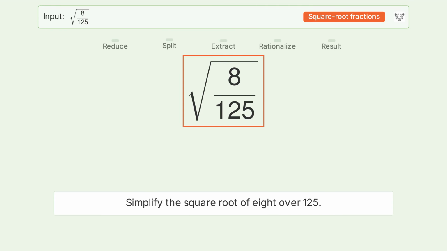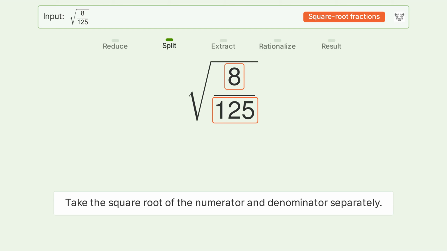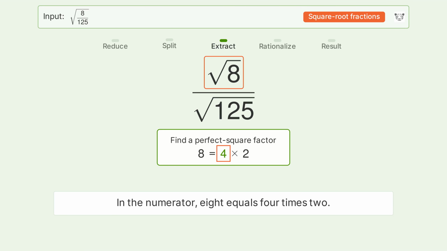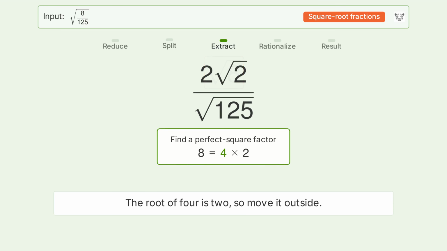Simplify the square root of 8 over 125. Take the square root of the numerator and denominator separately. In the numerator, 8 equals 4 times 2. The root of 4 is 2, so move it outside.